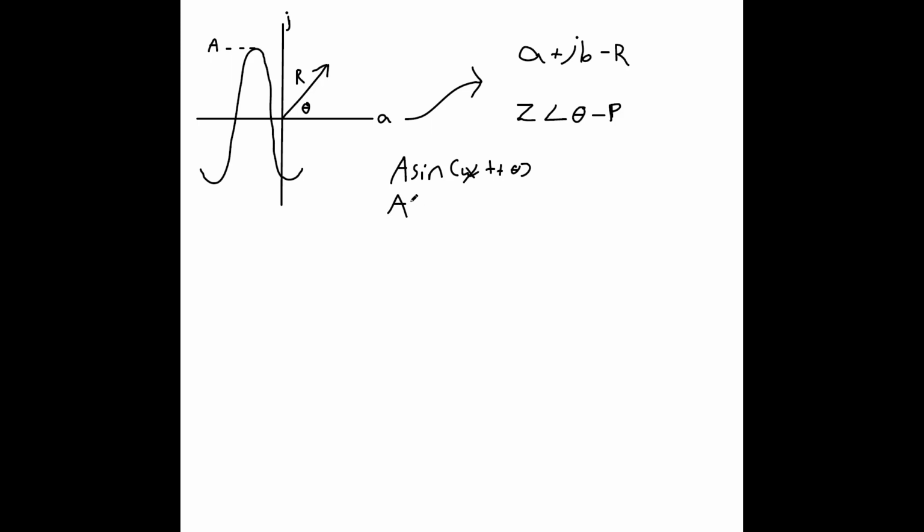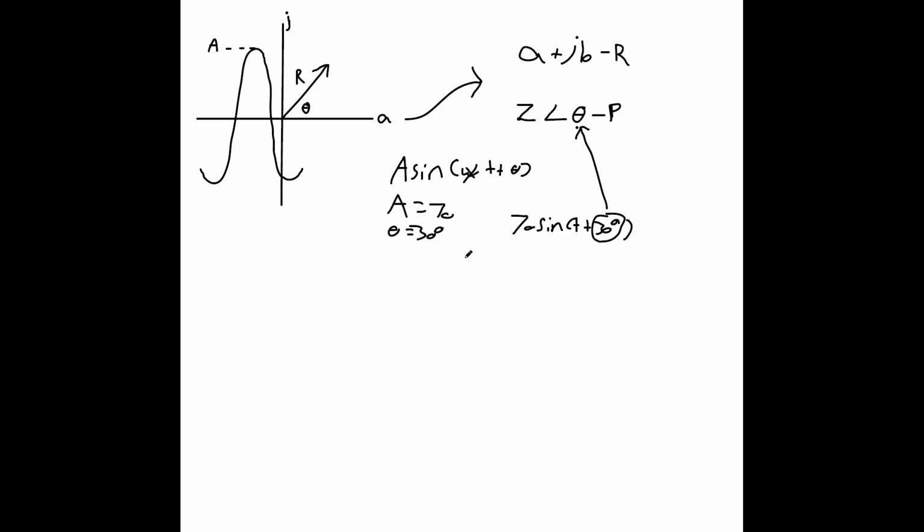Now, for our example, let's say A is 70, theta is 30, which would give us 70 sine(t + 30). Now, theta for both the general form and the polar form are actually the same, meaning that we already have theta for the polar form.